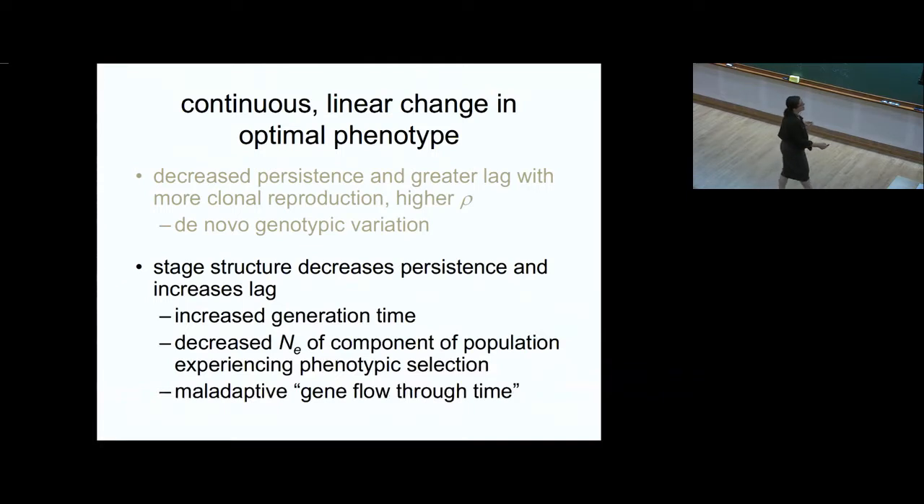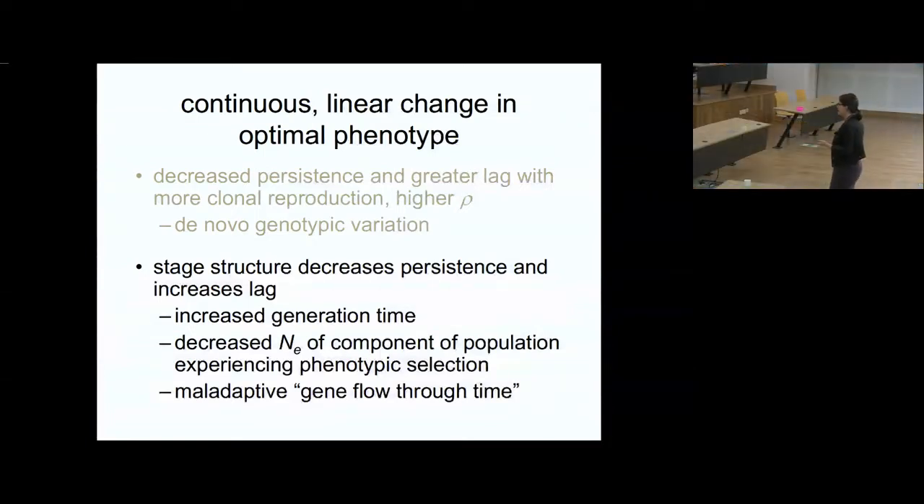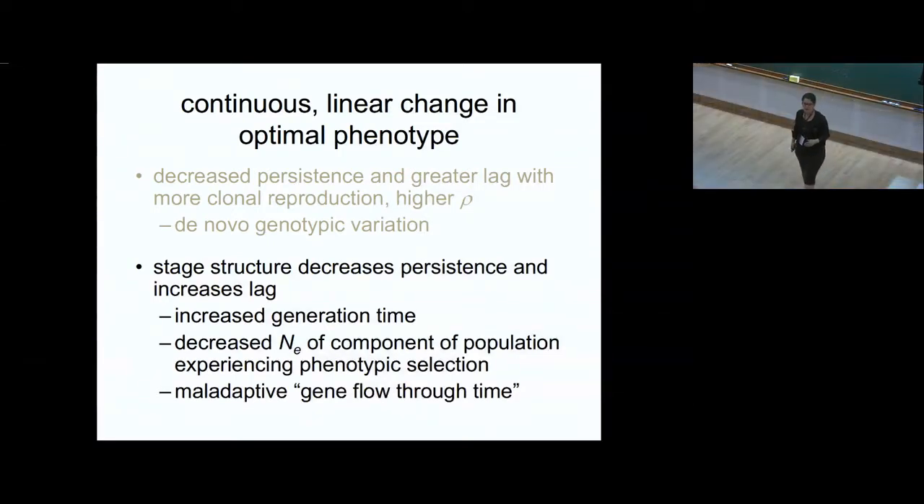And finally, I did not come up with this term. One of my co-authors did. I'm not very poetic. He said, it's like gene flow through time. And I sort of saw what he was saying. This is Bob Holt. If you ever meet him, you'll know that it was him. So it's sort of this maladaptive gene flow through time.